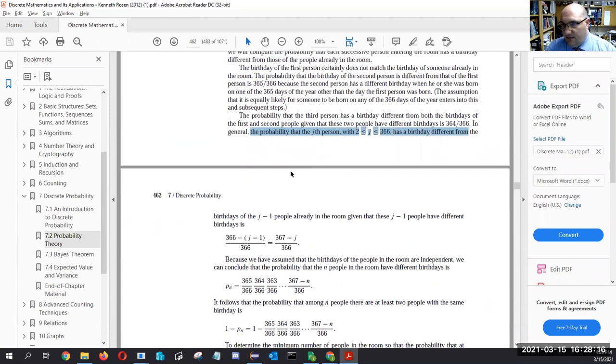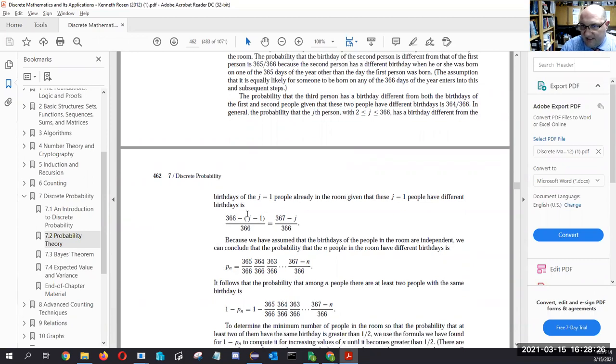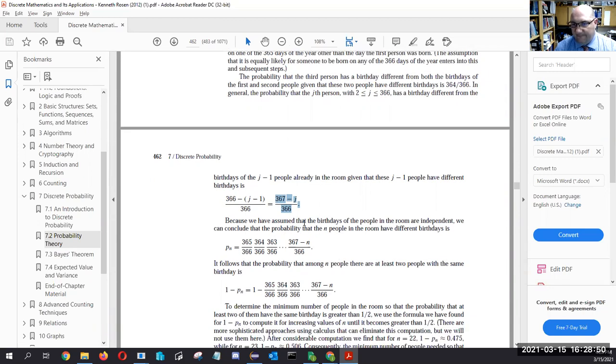So, the probability that the jth person has a birthday different from the birthdays of the previous j minus 1 people already in the room, given that these j minus 1 people have different birthdays, is 367 minus j over 366. So that's just a little bit of simplification there. So 366 minus j minus 1, that becomes 366. The minus times a minus becomes a positive, so 366 plus 1 minus j, or 367 minus j.